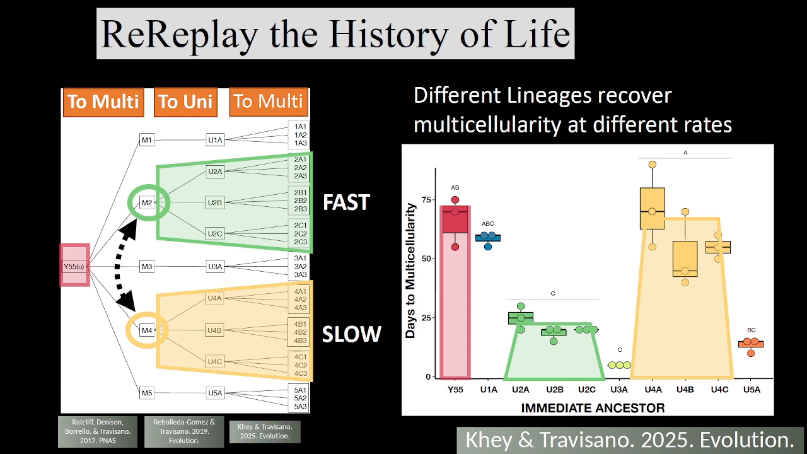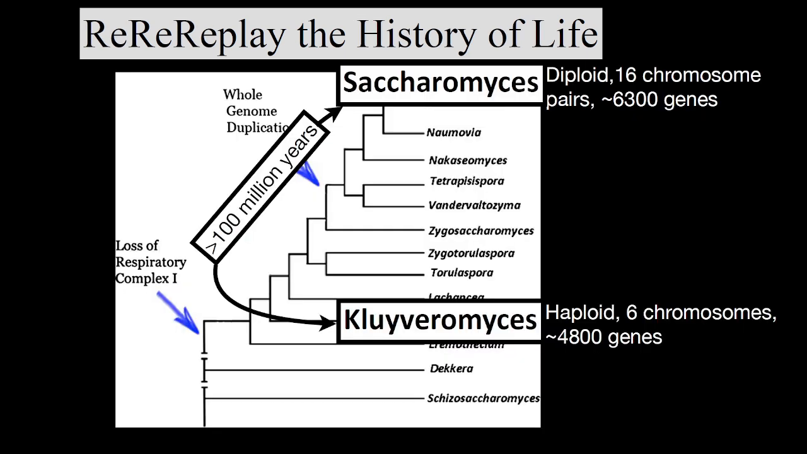So when we saw this, we asked, well, what if we made a bigger difference? So we've done everything with bread yeast here, Saccharomyces, bread and alcohol yeast, beer yeast. What if we took a really different kind of yeast, Kluyveromyces, which is dairy yeast? Right, so Kluyveromyces is a haploid. It has completely different chromosome structure. It only has 4,800 genes, a lot less than Saccharomyces. So they're really different. It's 100 million years separated. It's a very different organism.